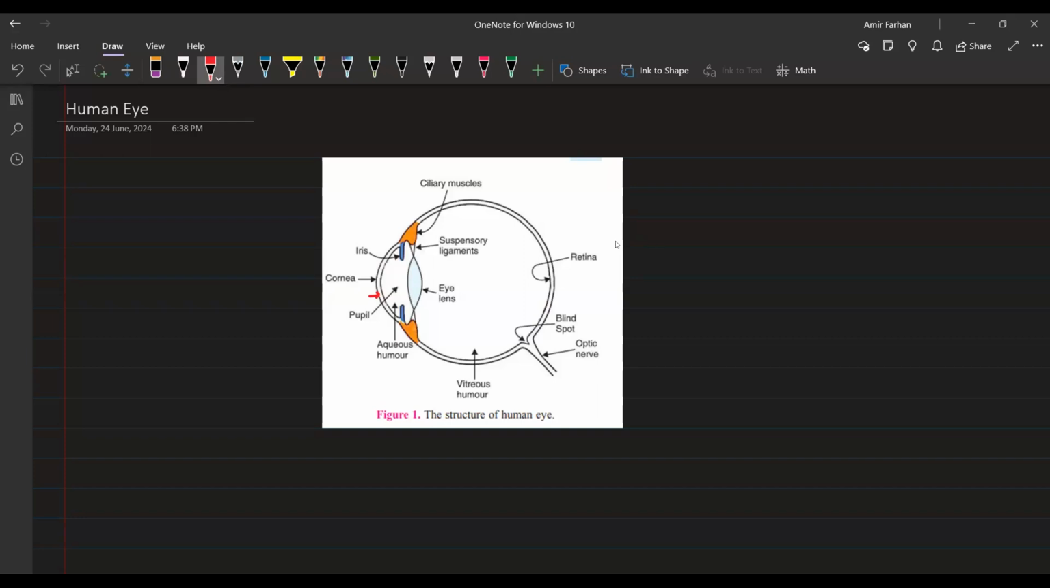And retina is the point on which the image is formed. Retina is basically a kind of screen. You must have heard about real image and virtual image.